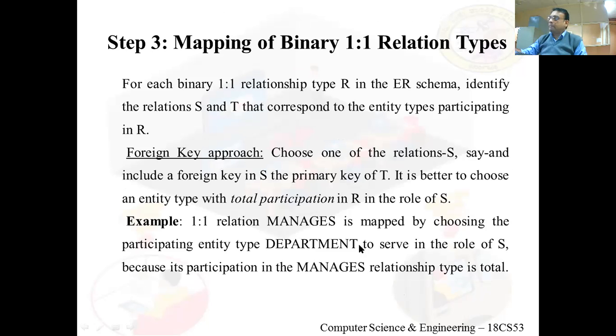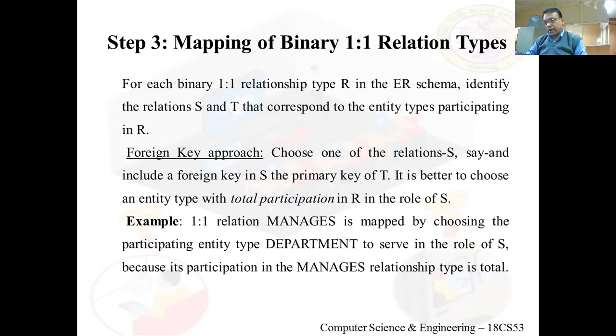Third step, mapping binary 1:1 relationship types. In our ER diagram, we have to identify the 1:1 relationship type. So identify the relations S and T because 2 relations will be participating. I'm calling one relation S and the other relation T, corresponding to the participating entities in relationship type R. Choose S and include a foreign key in S, which is the primary key of T. It is better to choose the entity type with total participation in R in the role of S.